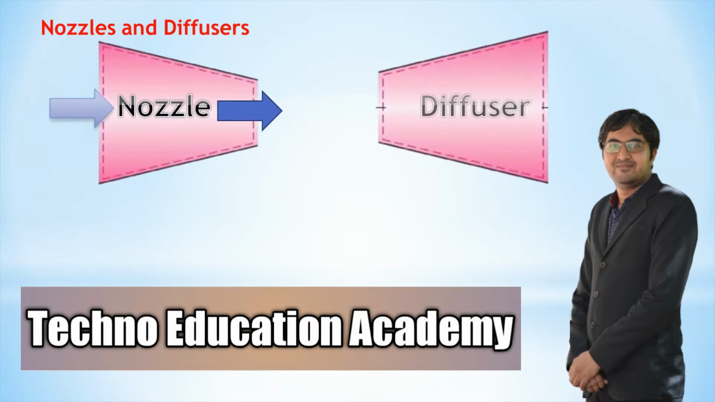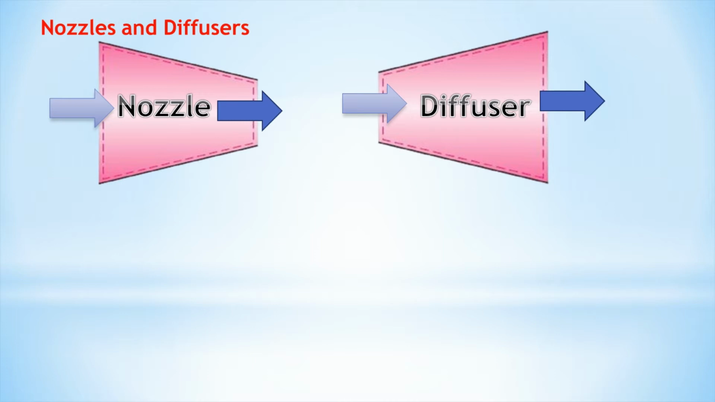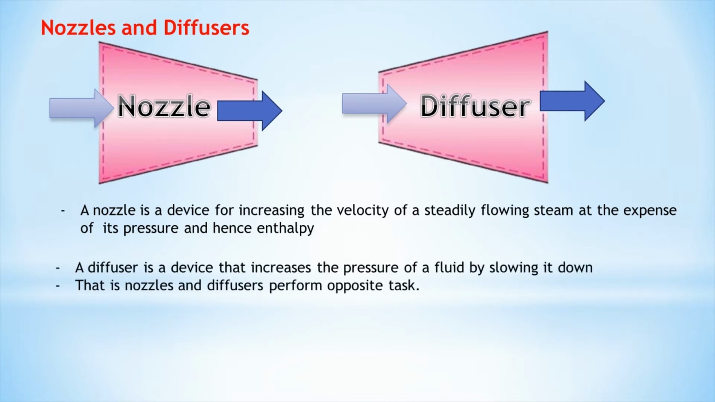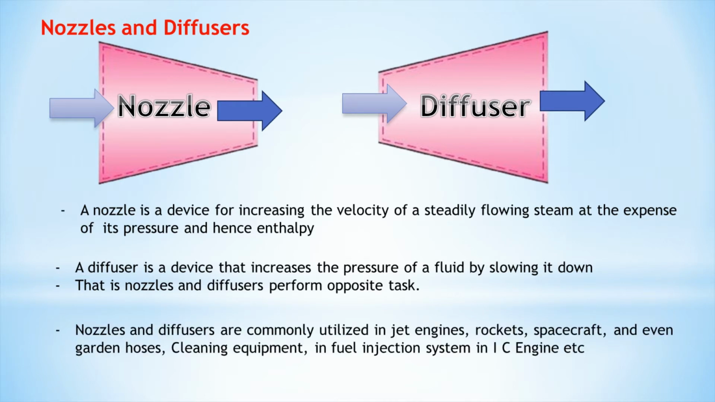The function of the nozzle is to increase the velocity and the function of the diffuser is to increase the pressure. A nozzle is a device for increasing the velocity of a steadily flowing stream at the expense of its pressure and hence enthalpy. A diffuser is a device that increases the pressure of a fluid by slowing it down. That is, nozzle and diffuser perform opposite tasks. Nozzles and diffusers are commonly utilized in jet engines, rocket engines, spacecraft, cleaning equipment, fuel injection systems, and IC engines. These are the various applications of nozzles and diffusers.